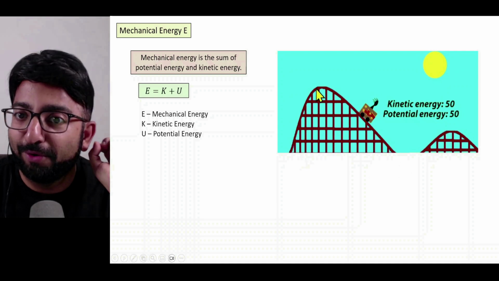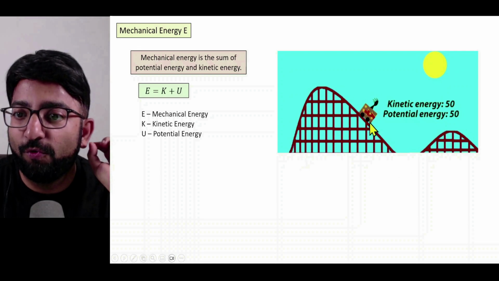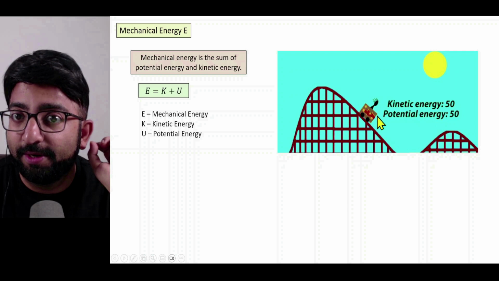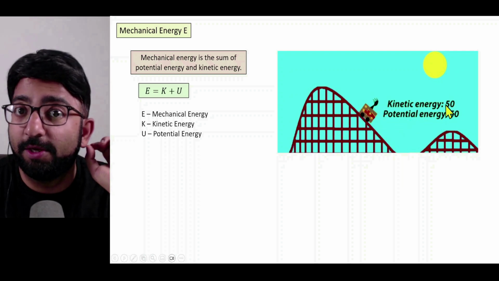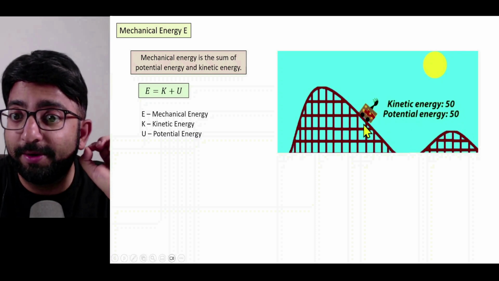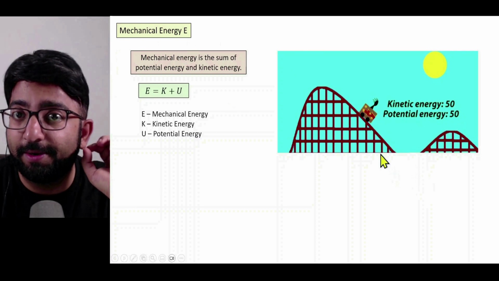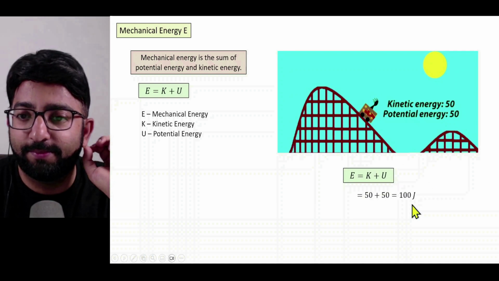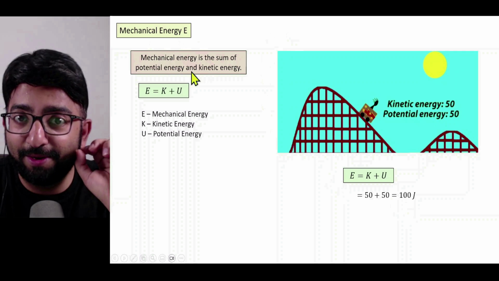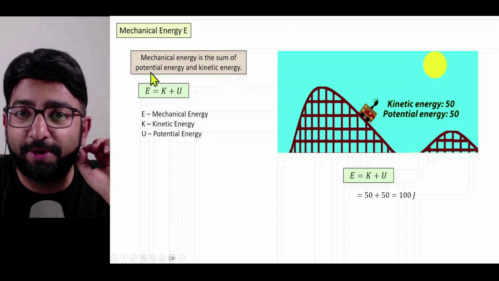So we have a roller coaster. So let's say this cart is moving, and at a particular instant it is in this position where the kinetic energy is 50 and potential energy is also 50. So the total energy, which is called the mechanical energy, will be 50 plus 50, which is equal to 100 joules. And that is what we need to find the mechanical energy. Just add the kinetic and potential.